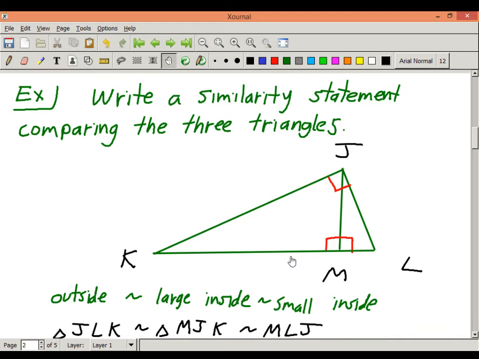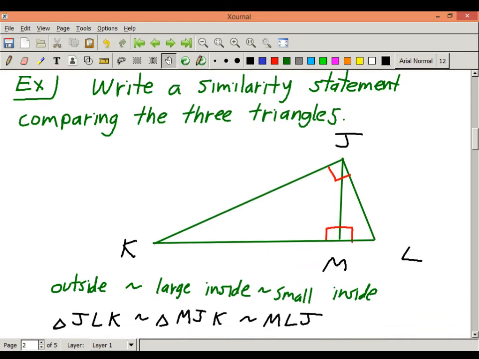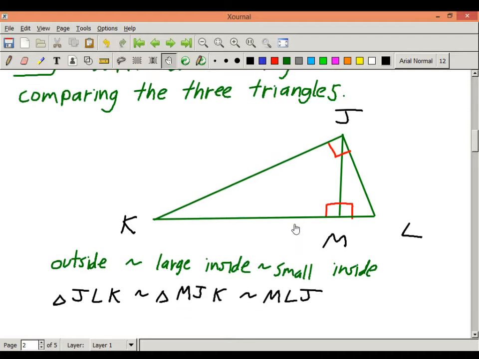Okay, so we're going to get some more practice with that. Again, we have the same situation. We have a right triangle JKL, and you draw the altitude to the hypotenuse of that right triangle. That altitude is JM. And then when you do that, you form three similar triangles. So they're wanting us to write that similarity statement. So again, I'll refer to the outside triangle, the large inside, and the small inside. So the large outside triangle, JLK. So JLK, you can see that one. It's going to be similar to the large inside, which is MJK, and also similar to the small inside, MLJ. So that these letters should correspond correctly for those three similar triangles.